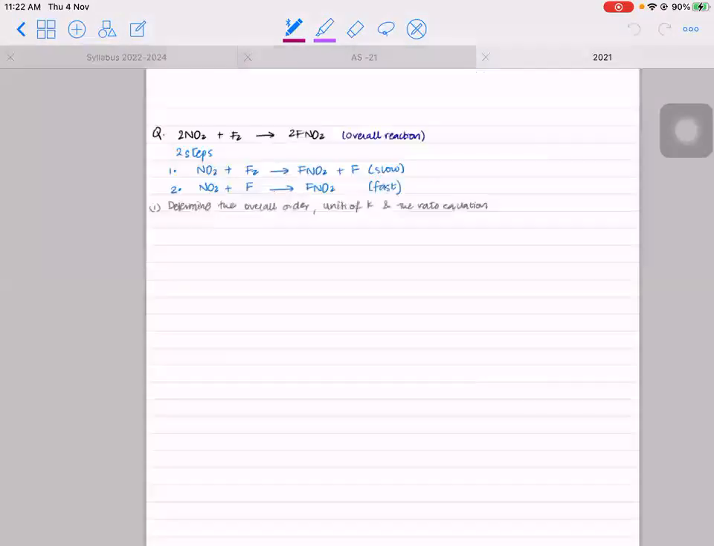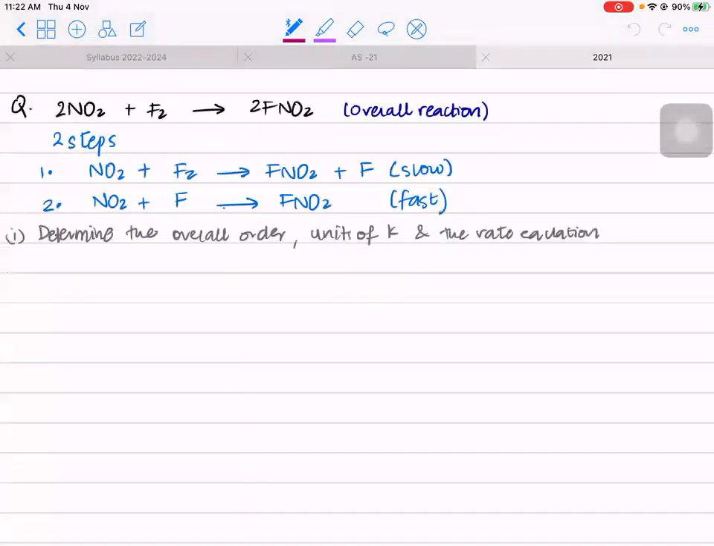Let's see another example. You have this question right here, where the overall equation is given to you, which is 2NO2 plus F2, giving 2FNO2. This is the overall equation. They've given you the 2 steps of the reaction as well, and they've told you that the first one is the slow step, and the second one is the fast step. Which step will be the rate determining step? The slow step. So can we call this the rate determining step? Because the slow step is the rate determining step, and we will use this step to find the rate equation. Now they're saying determine the overall order, the units of K, and the rate equation.